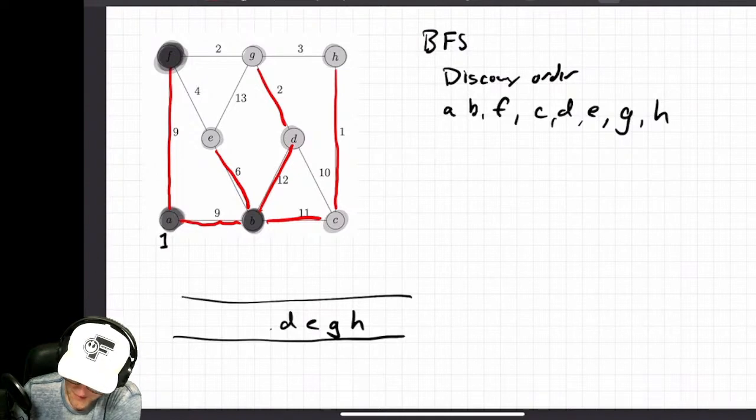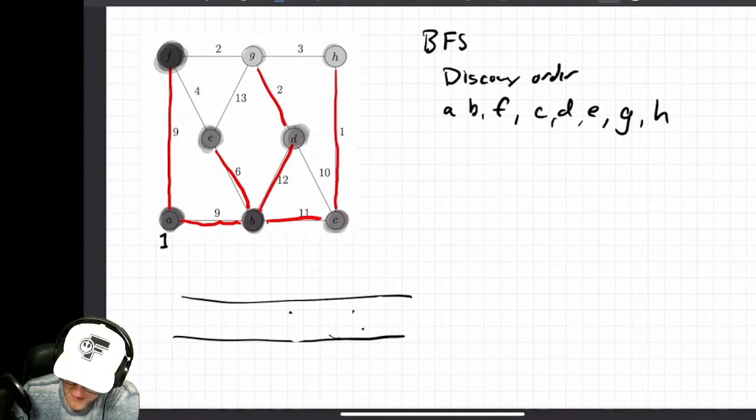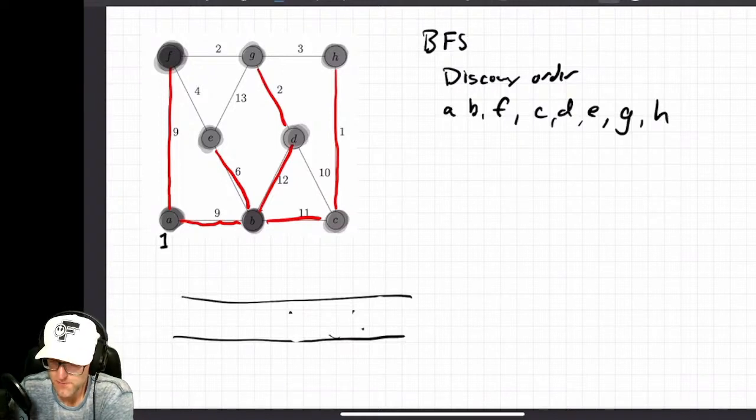C. And then you would just end up dequeuing, dequeuing, dequeuing all the way down. Right? Coloring these in the order that you visited them. So C, D, E, G, and finally H. Right? So there's enough to reconstitute the BFS tree as well.